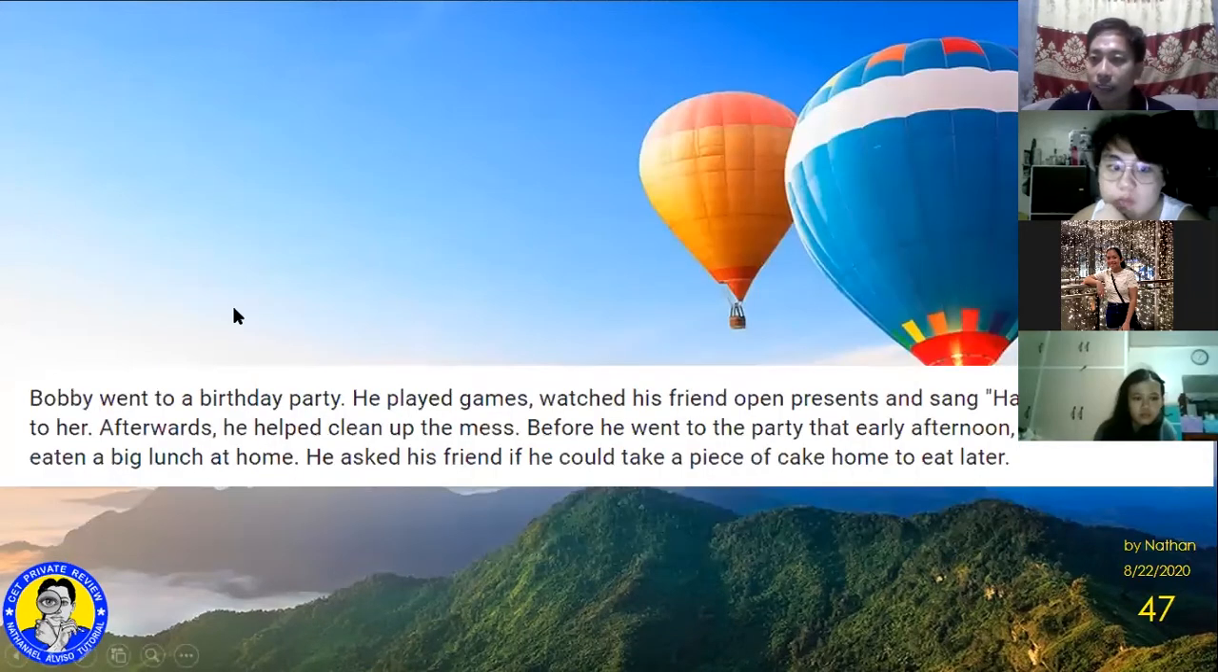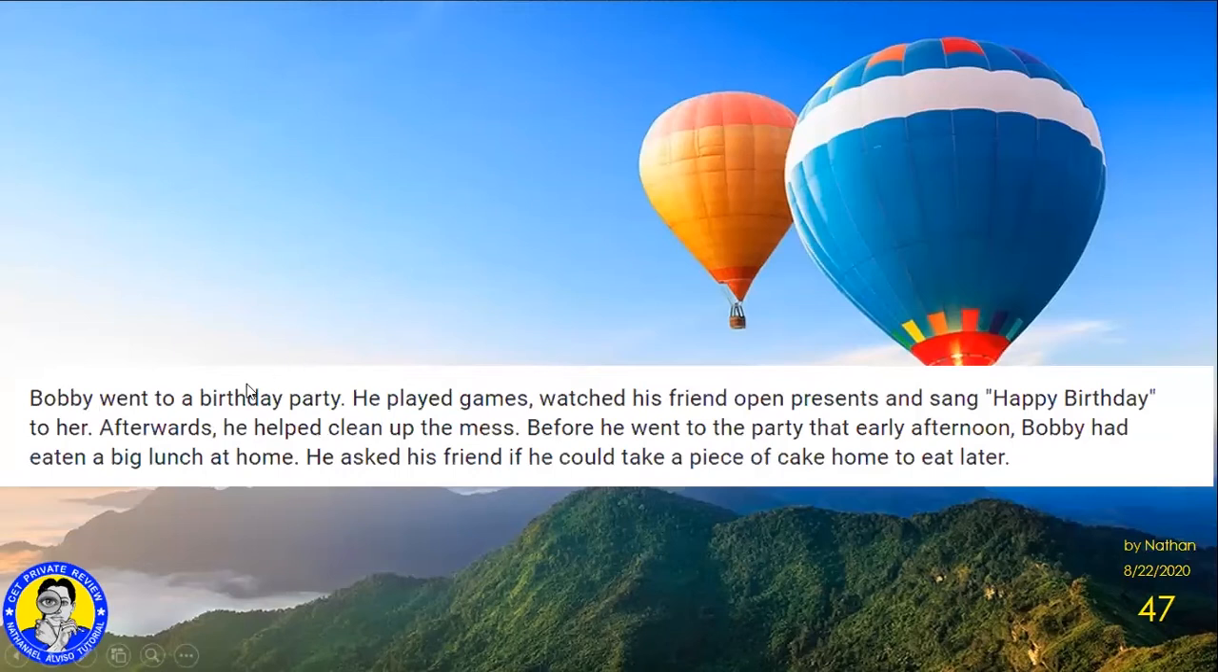Let's now go to forming the inference. Forming inference, like this passage. Bobby went to a birthday party. He played games, watched his friend open presents, and sang happy birthday to her. Afterwards, he helped clean up the mess. Before he went to the party that early afternoon, Bobby had eaten a big lunch at home. He asked his friend if he could take a piece of cake home to eat later.